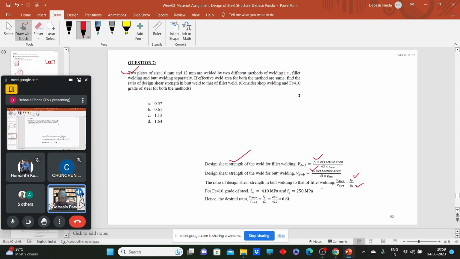So what will be the value of Fy and Fu? That will come as 0.61. So 0.61 will be my correct answer. This is a very good question. This kind of question may come in your competitive examination too. So you need to be clear which is the mode of failure or failure criterion for the butt weld, and what is the failure criterion for the fillet weld. Okay, so now move to the next question.